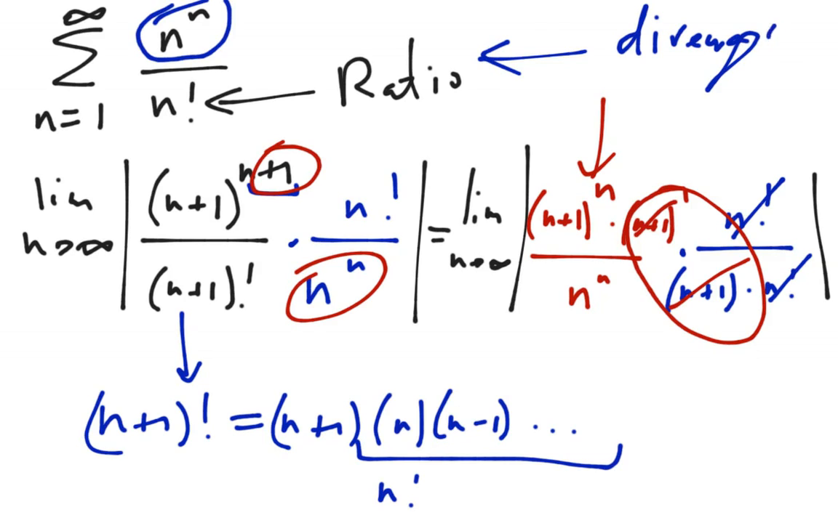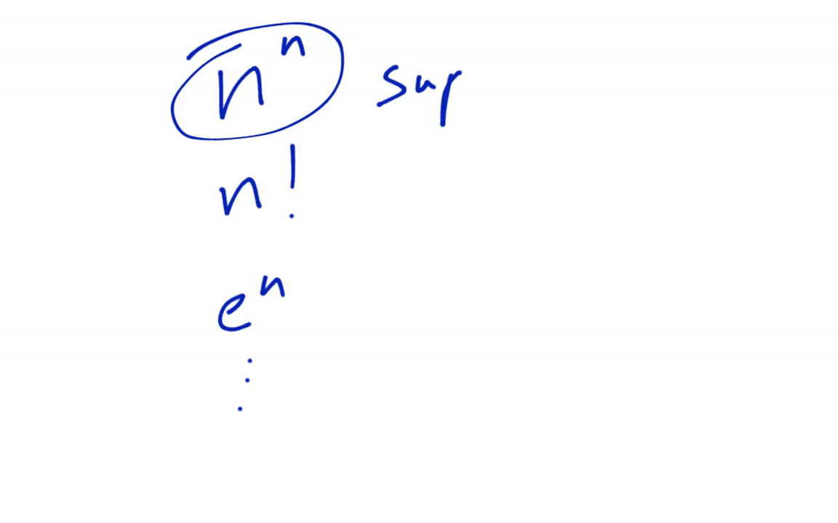Interesting. And because it diverges, that tells us that n to the n actually grows faster than n factorial. And then we have all the other ones, so e to the n, etc. But this is now super fast. Okay. We don't talk about it because it doesn't show up very often, but now you know that this is actually the super fastest growing function of them all.